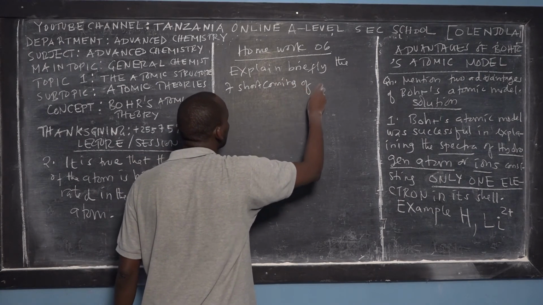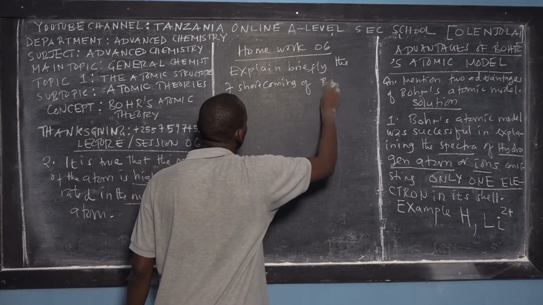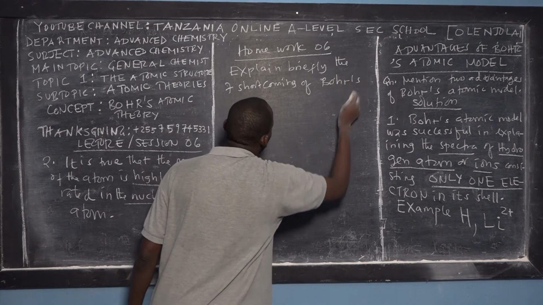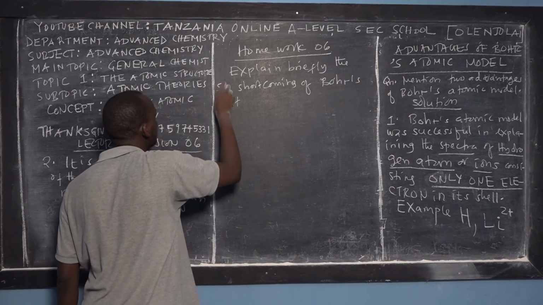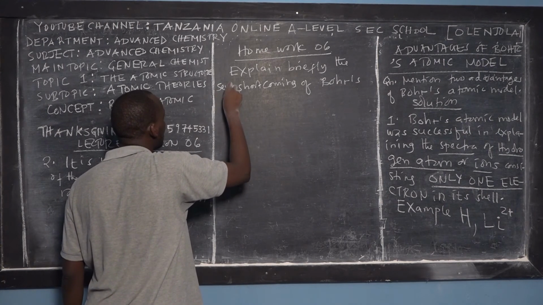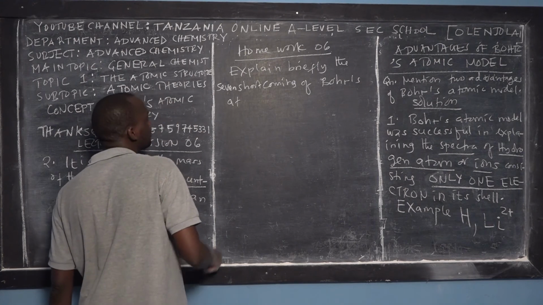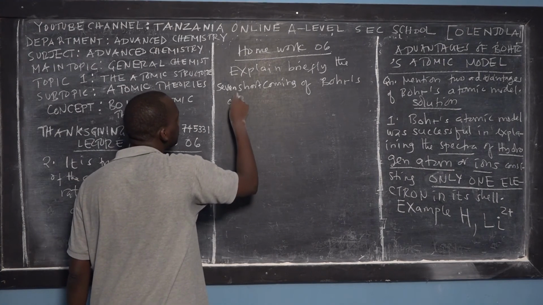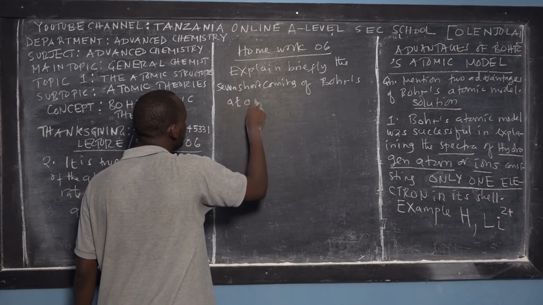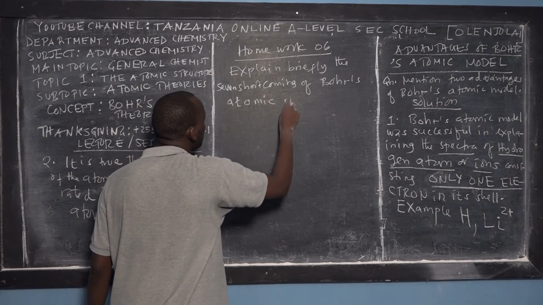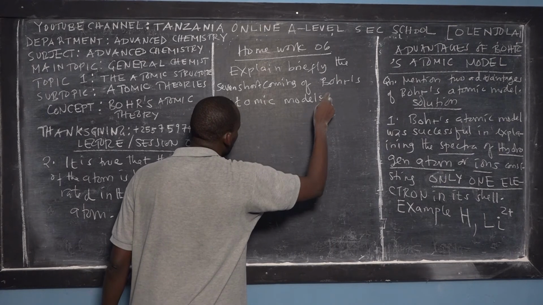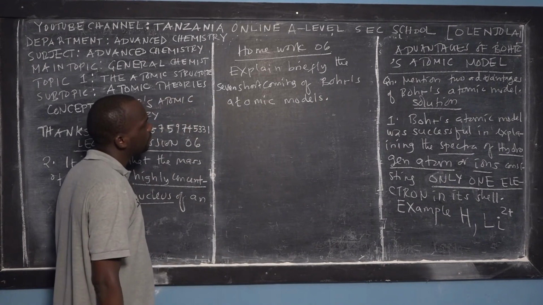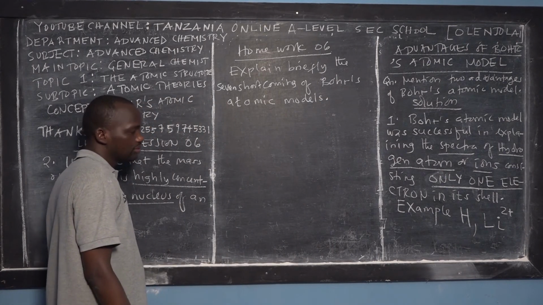of Bohr's atomic models. 7. Don't say that the number was not visible. 7 Bohr's atomic models. Explain briefly the 7 shortcomings.